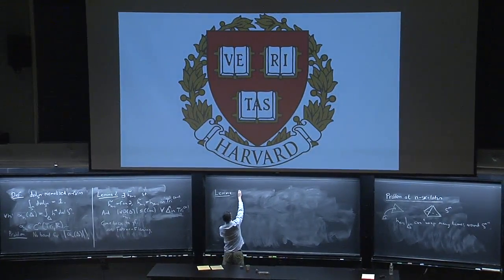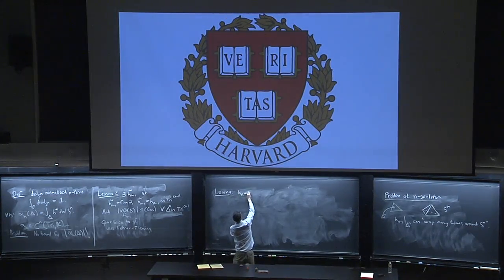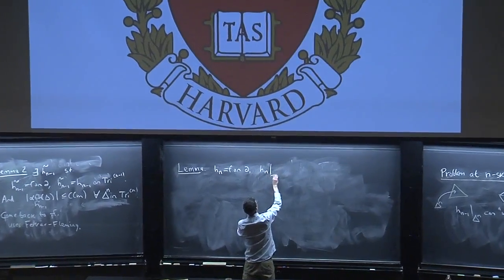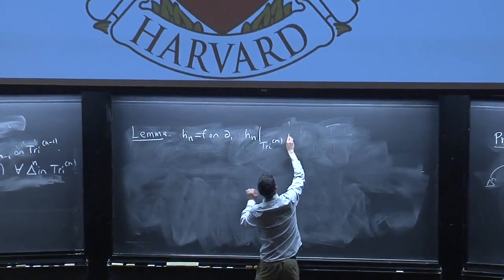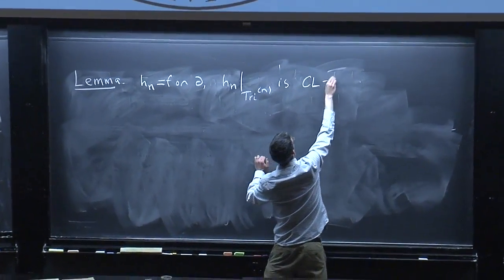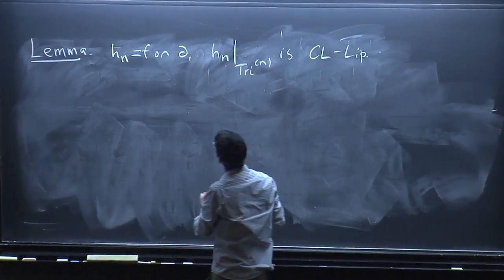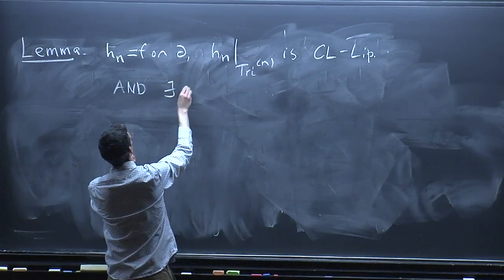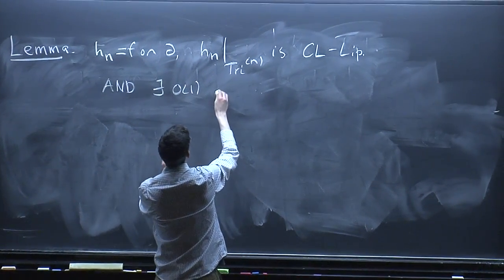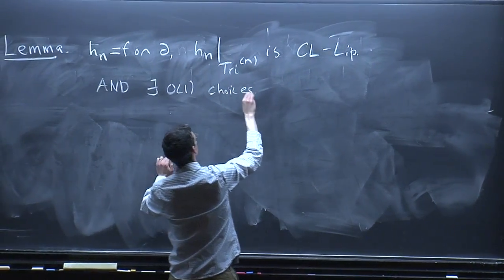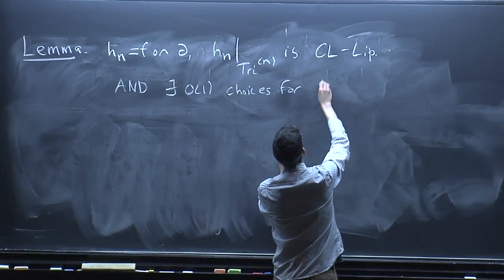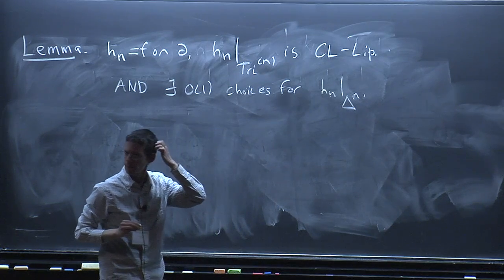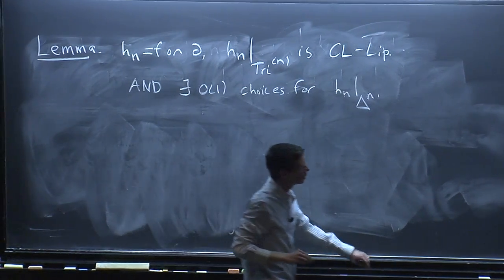So we have, using that, a map Hn, which is f on the boundary. And Hn on the n skeleton is constant L Lipschitz. And actually, even better than that, there are only order of 1 possibilities for the behavior of Hn on an n simplex. So how do we do this?